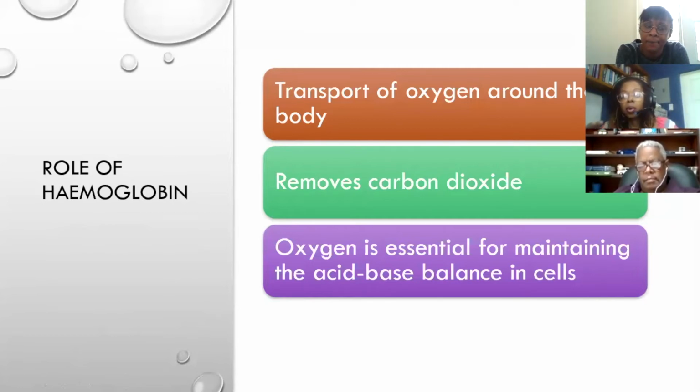And this whole pickup of oxygen and dropping off oxygen and removal of carbon dioxide is essential for maintaining the acid-base balance in cells. So people might know that the body has to operate at a certain pH level, and pH is just the acidity or alkalinity that is required in the body. So not too acid, not too alkaline, it needs to be just right. And the hemoglobin is essential for this because it transports oxygen, which is required.